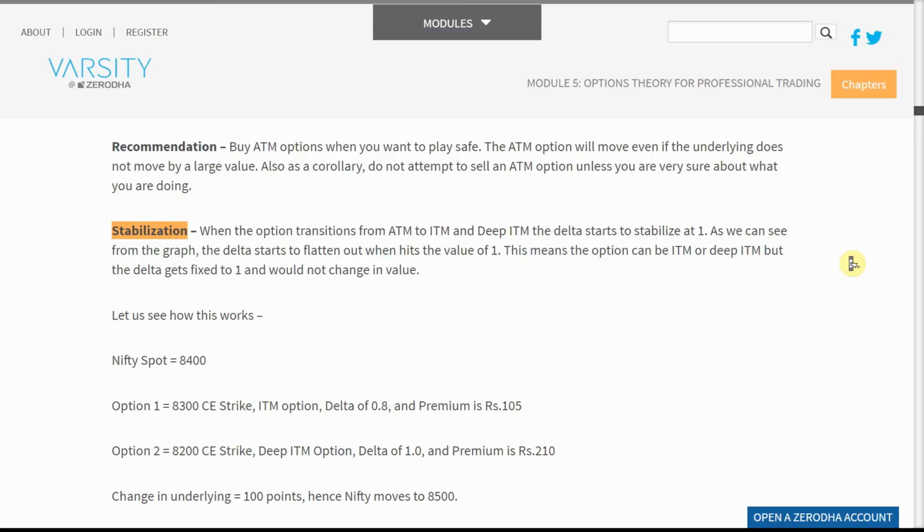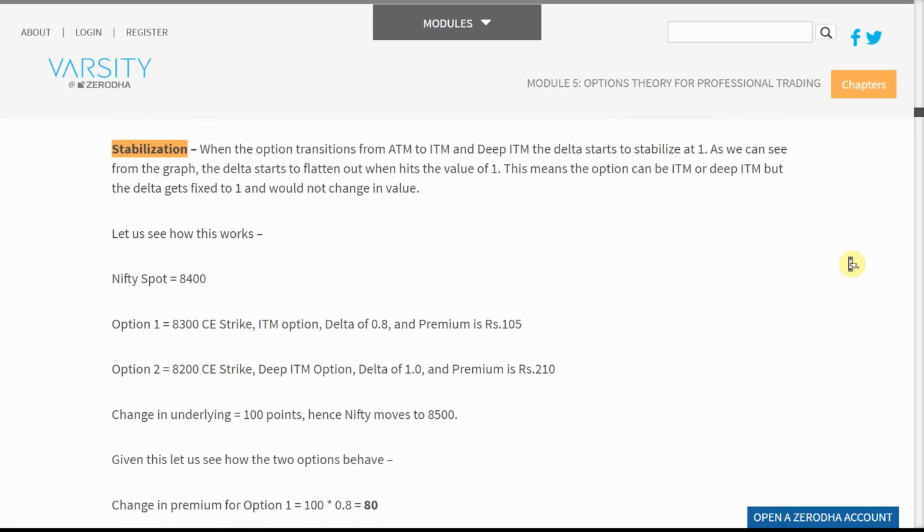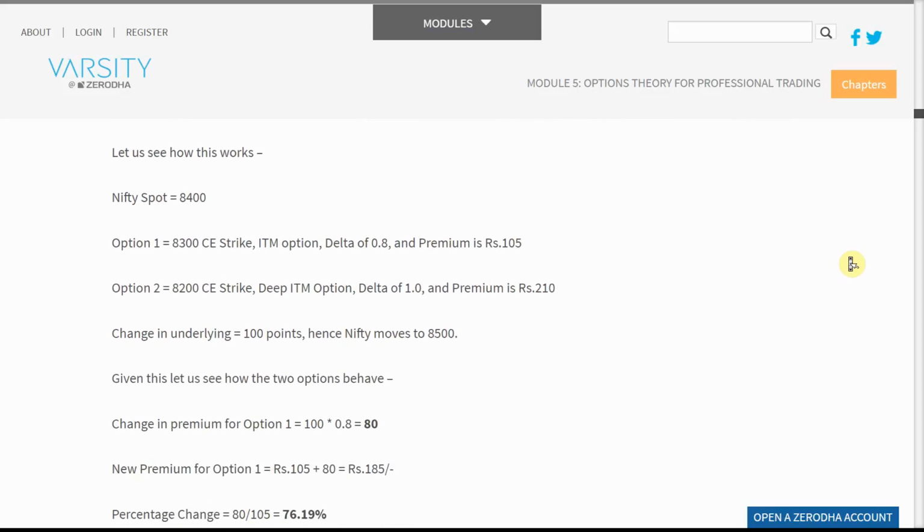Stabilization: when the option transitions from ATM to ITM and deep ITM, the delta starts to stabilize at 1. As we can see from the graph, the delta starts to flatten out when it hits the value of 1. This means the option can be ITM or deep ITM, but the delta gets fixed to 1 and would not change in value. Let us see how this works.